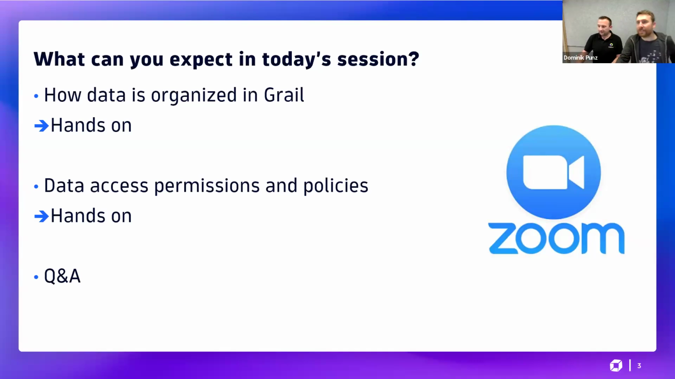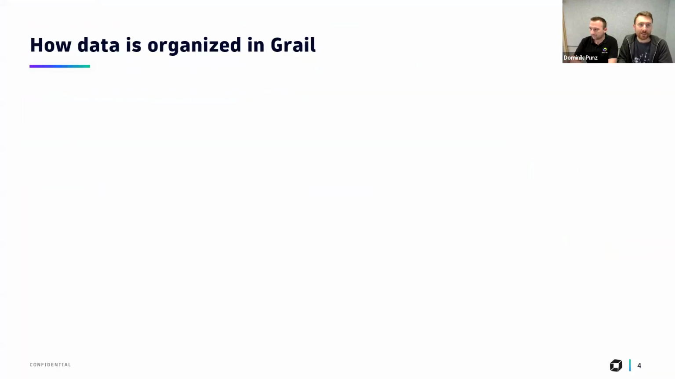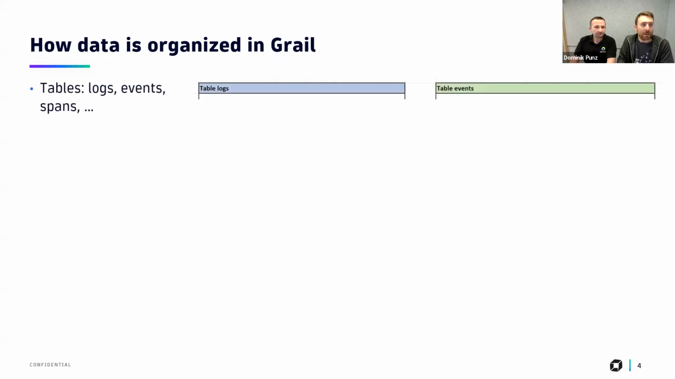Cool. Thanks a lot, Sini, for the introduction. I would like to start by recapping some things that most of you know, at least if you've been using Grail. So the question is, how is data organized in Grail? There are a couple of terms that we simply want to take a quick look at. First of all, data in Grail is accessible through tables. There's the logs table, which gives you access to all logs, the events table, which gives you access to all the events, and the spans table.